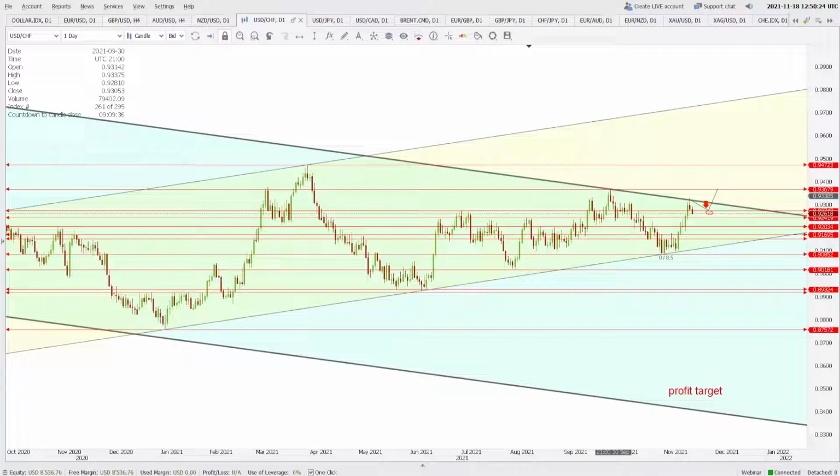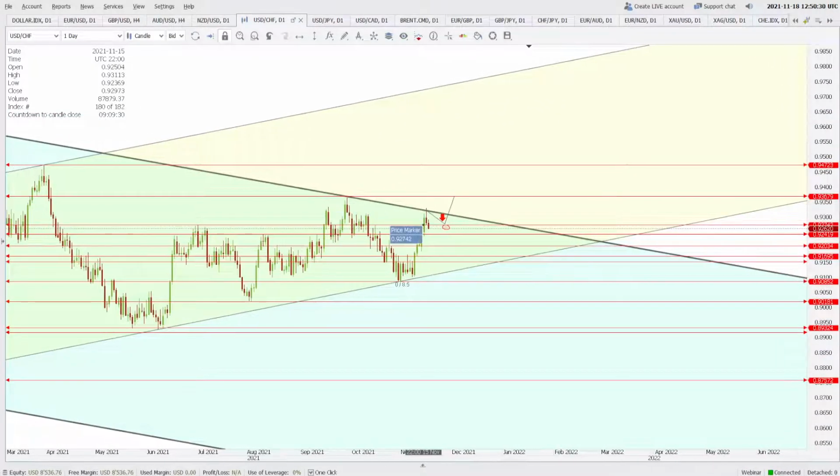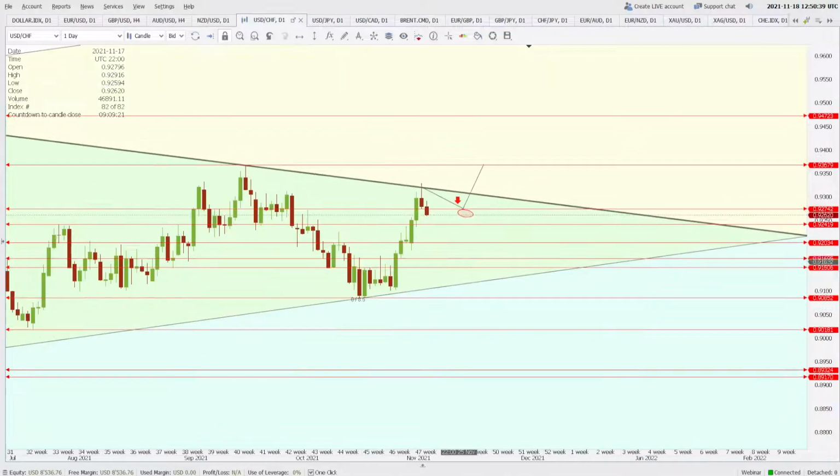Once a line is tested 3 times by the price as a resistance, it is a valid trend line. So now a lot of sellers jumped into this area when the price tested this area, and now this is the result. Now expect the price to move back to a large extent, maybe even 0.9150 is also possible in this USD CHF in the coming days.